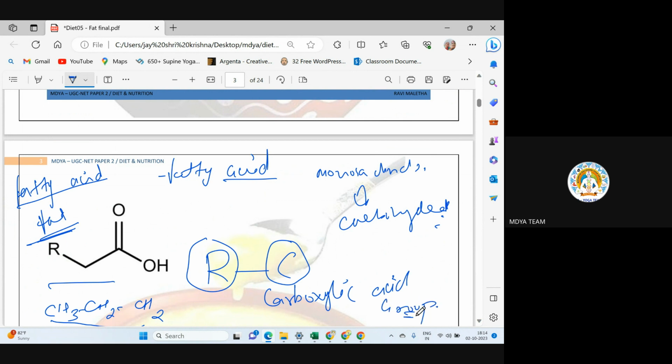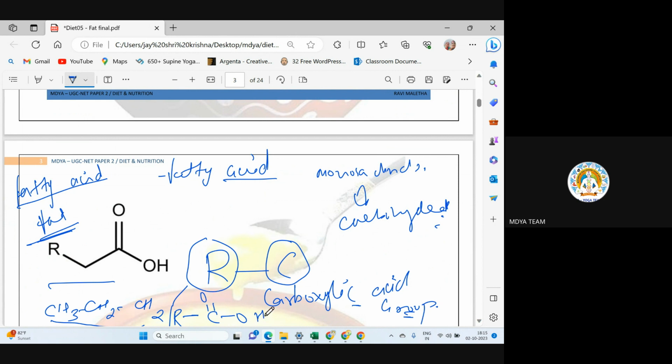Just like in protein there was an amine group, amine group meaning NH3, similarly in fat there is a carboxylic acid group. The carboxylic acid group is C double bond O single bond OH. This is the chemical formula of the carboxylic acid group, and it is connected with a methyl group R. So this is the structure of one fatty acid. Again, I am repeating, this methyl group R will be connected to one carboxylic acid group, which is C double bond O single bond OH.